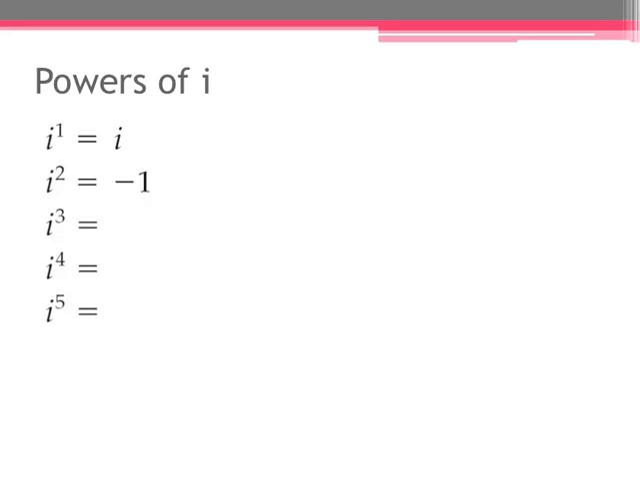What happens after that? i to the third. Well, i to the third is the same as what? i squared times i. We know i squared is equal to negative 1. So this would be negative 1 times i, which is equal to negative i. Okay, i to the fourth then. Let's think of this as i squared times i squared. We know i squared is equal to negative 1. So negative 1 times negative 1 is equal to positive 1.